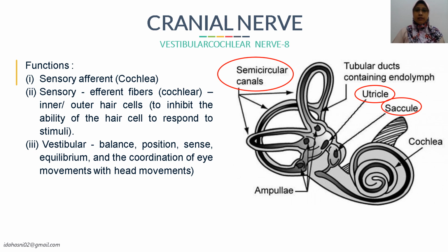The vestibular division of this cranial nerve originates from the semicircular canals, receiving input from the ampullae, the semicircular canals, and the utricles. The vestibular component of this nerve has important central connections to the cerebellum, oculomotor nuclei, and other brainstem centers, which are related to balance, position sense, equilibrium, and coordination of eye movement with head movement.